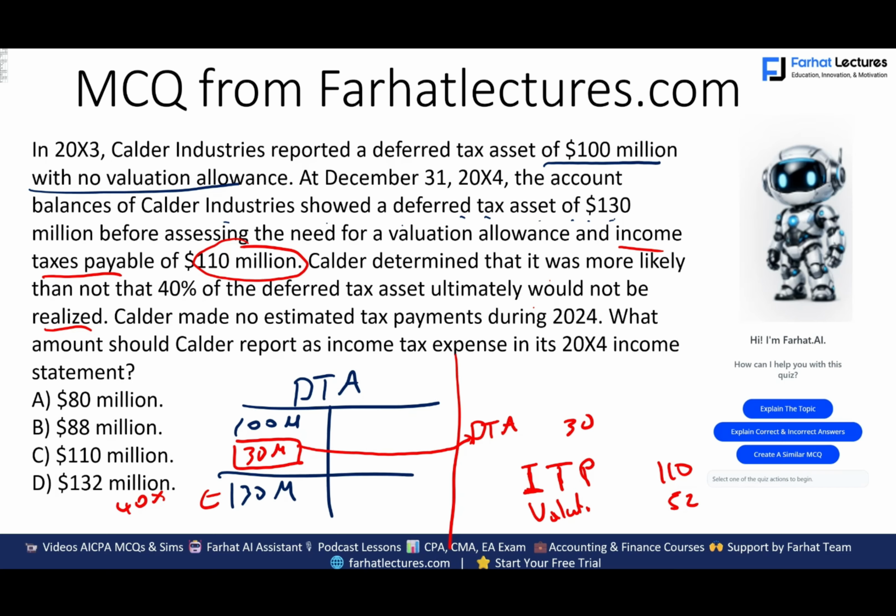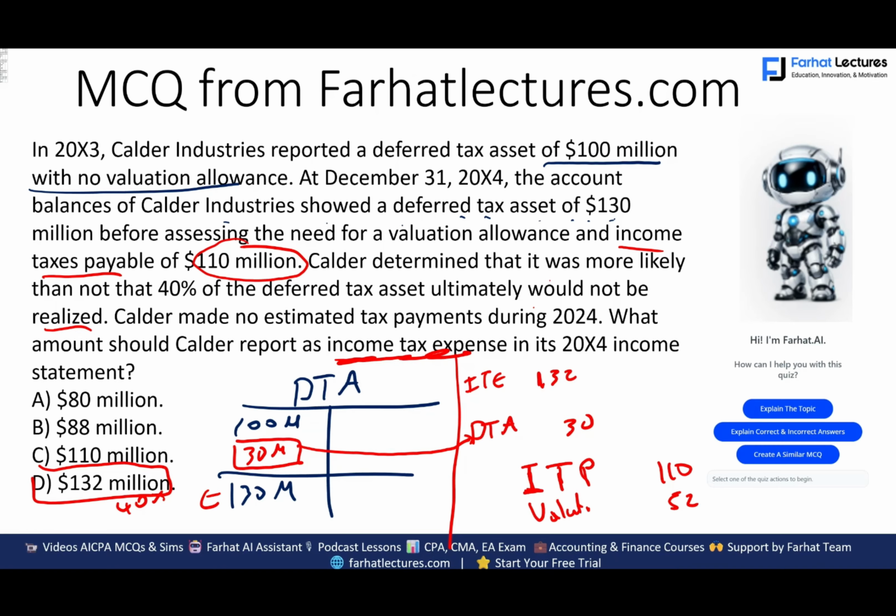Now, given all of this, at this point, I can figure out my income tax expense as a plug. What do I mean by a plug? It means what makes this entry balance? If I take 110 plus 52 credit minus 30 debit, what's left is 132. Therefore, my income tax expense, which is what they're asking, is 132. Therefore, the answer is D.